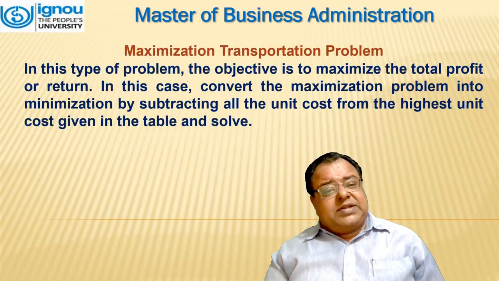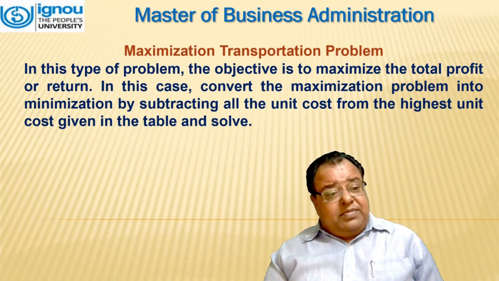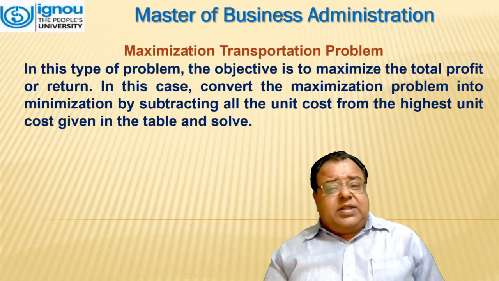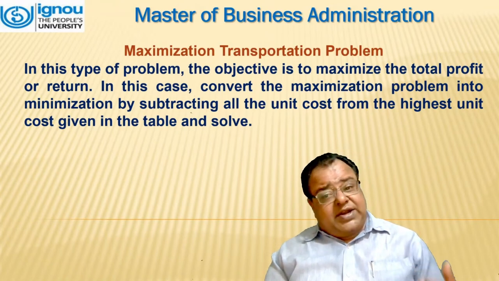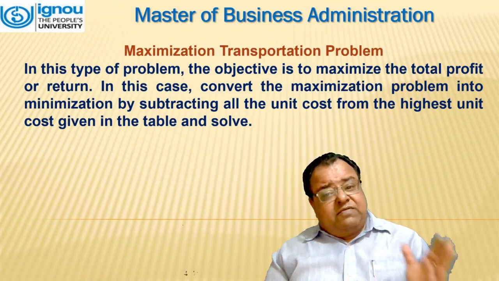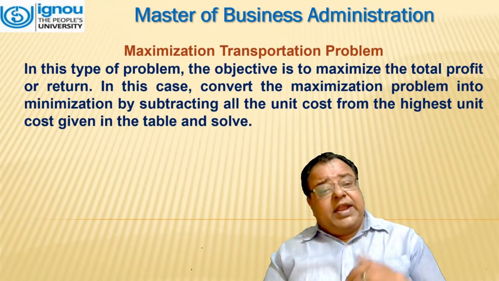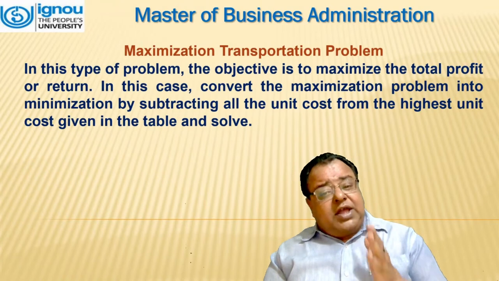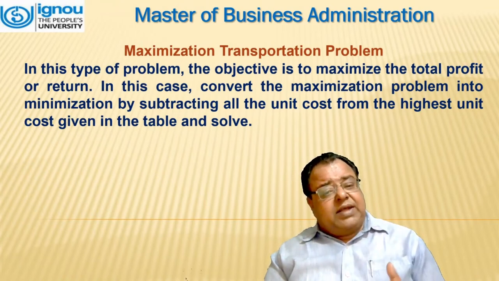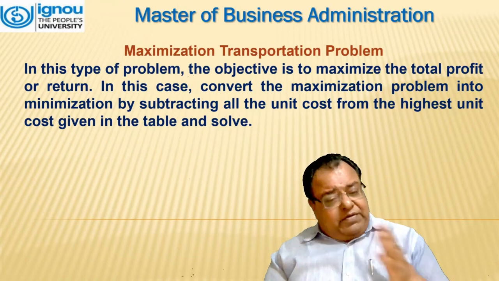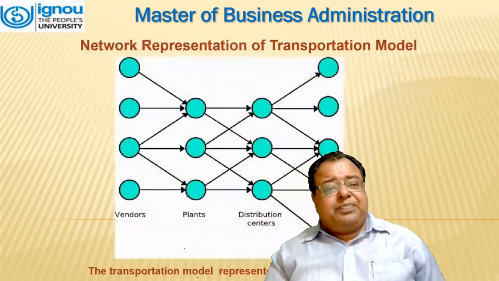Now, the maximization transportation problem. In this type of problem, the objective is to maximize the total profit or return. In this case, convert the maximization problem into minimization by subtracting all the unit costs from the highest unit cost given in the table and solve. We will see how this is done.